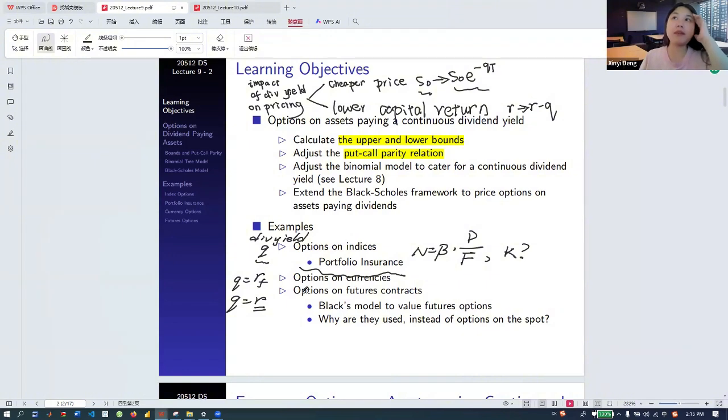For options on futures contracts, in later slides we'll briefly discuss why q can be viewed as r, the risk-free rate. Then we will plug that r into Black's model, the Black-Scholes model, to value those futures options.